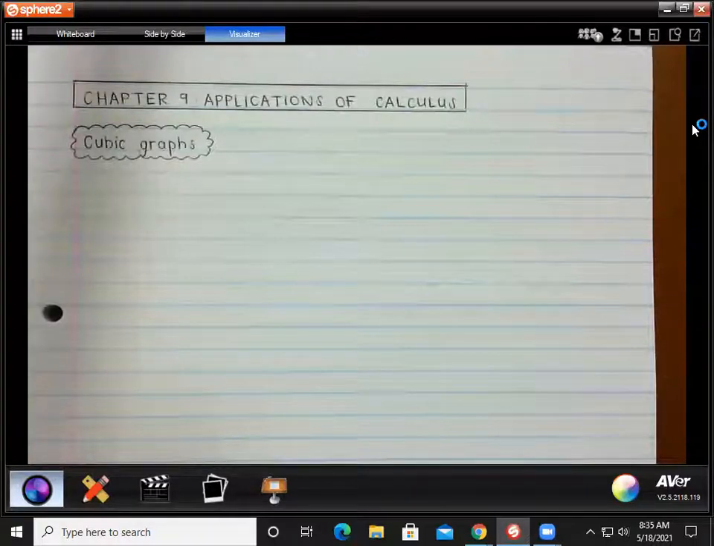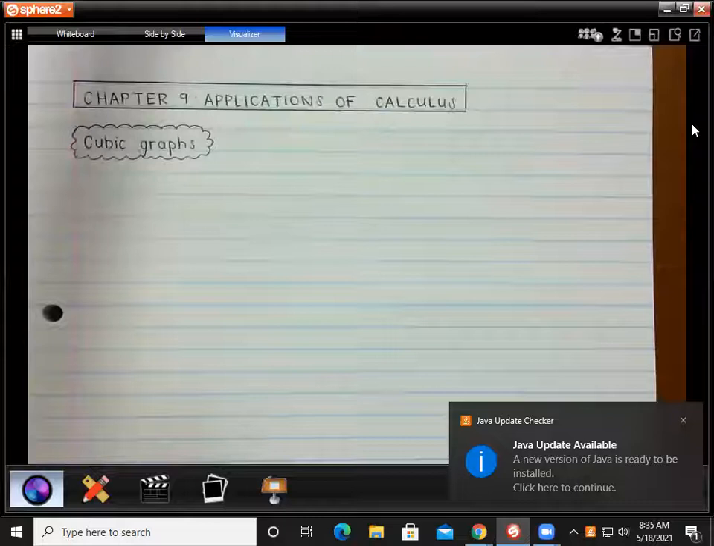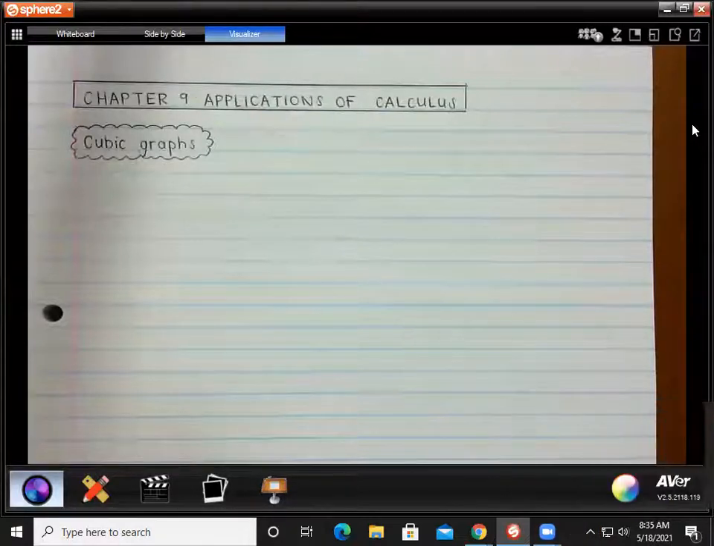Sorry guys, I'm just looking for this one note from previous years that was quite nice, but it doesn't look like it's in here. I'm going to have to do it from memory.